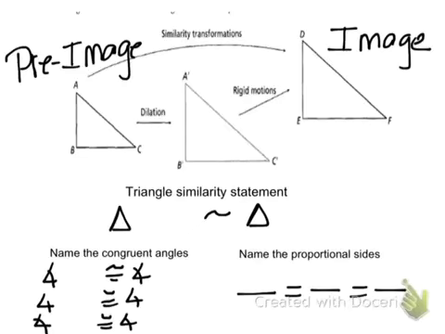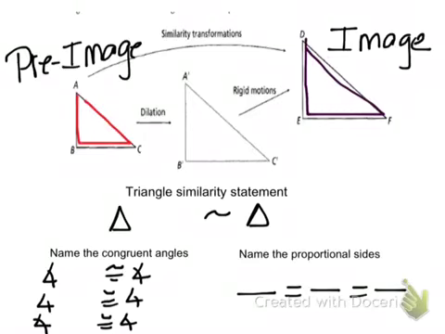Okay, tonight we're going to start talking about similar triangles. All right, we have a preimage and an image. Triangle ABC is our preimage, so I'm going to highlight that. Triangle DEF is our image. We've transformed it by a dilation and a translation.